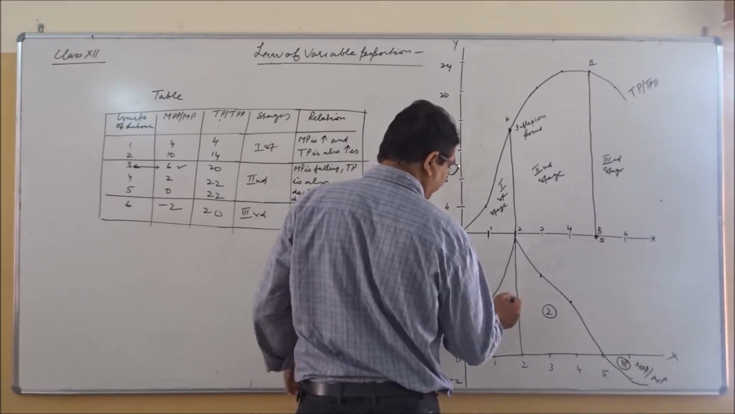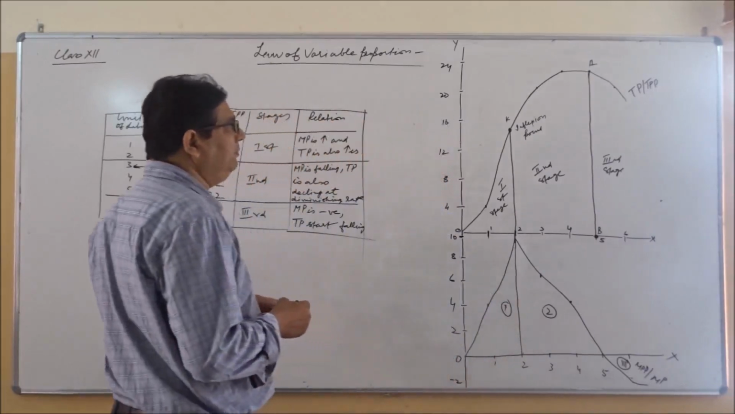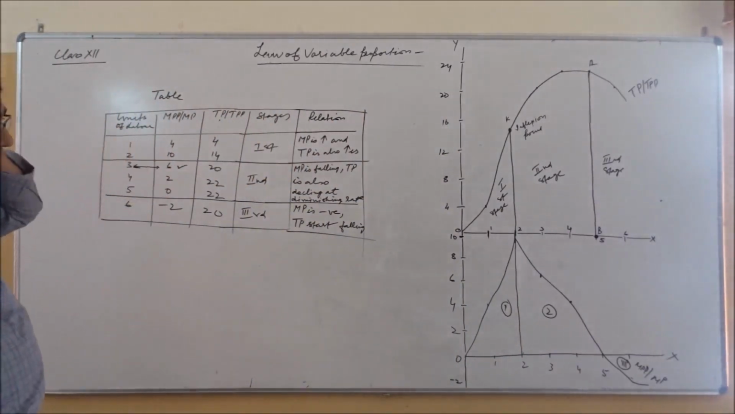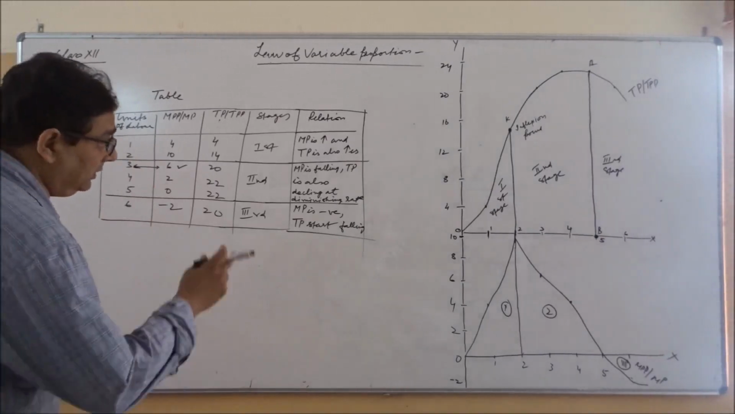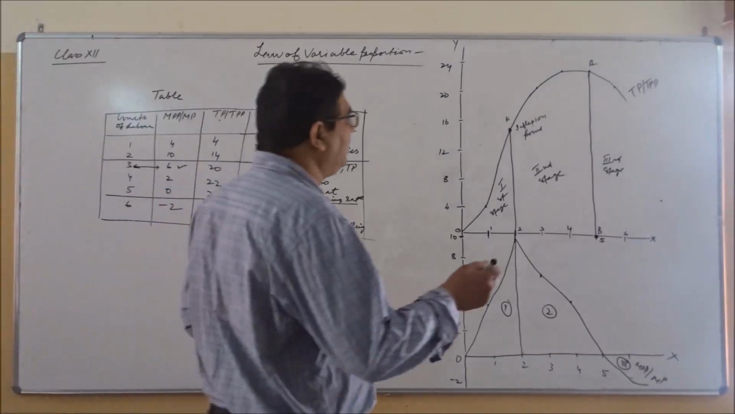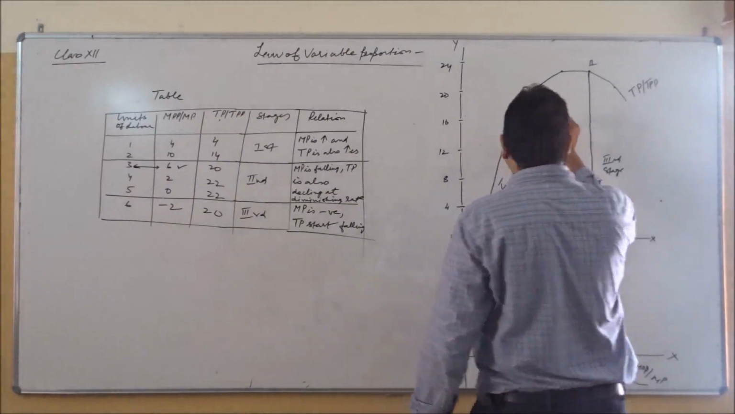In both diagrams, through MP and AP, you can see that this is the first stage, right? The K point here is a very important point, that is called the inflection point. This inflection point shows the change of stage. When we enter from the first stage to the second stage, that is called the inflection point.